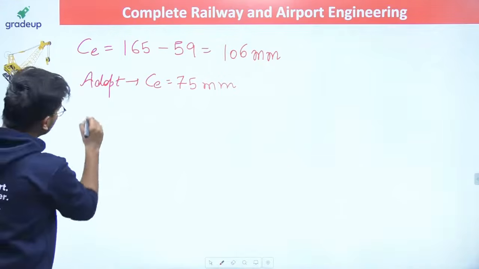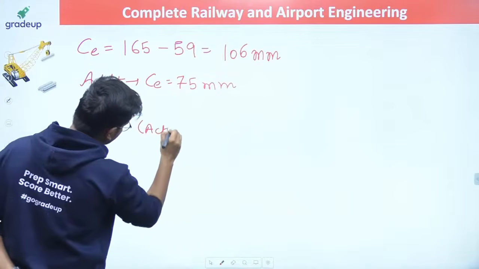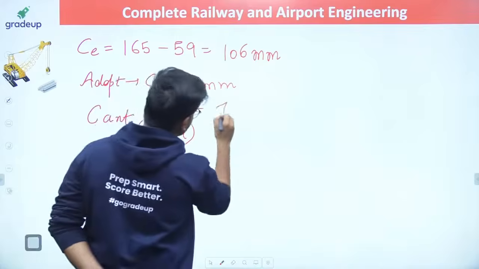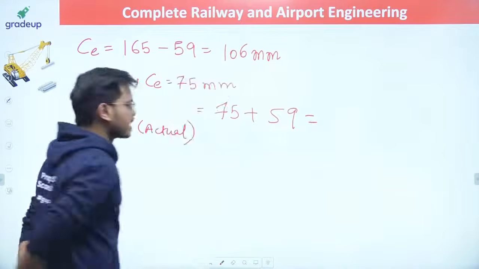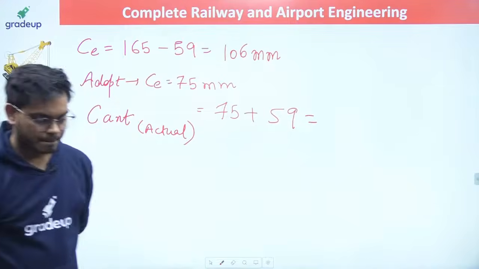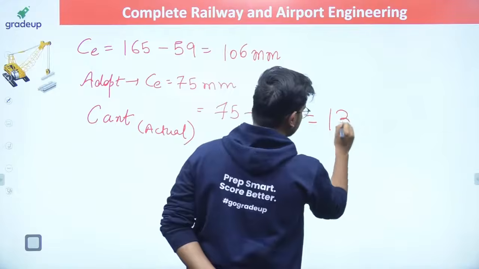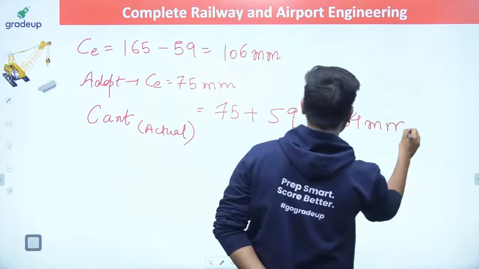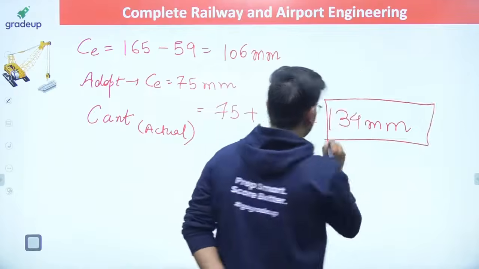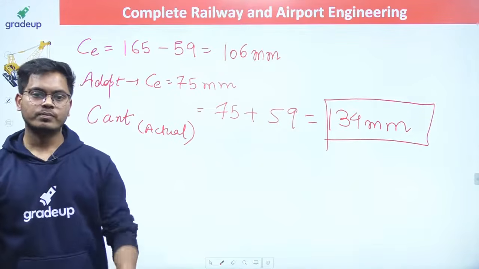So actually the value of your actual CANT will be how much? It will be 75 plus 59. And how much is that value? 134. Very good, Abhay. This is the correct answer. 134 mm is the answer. Correct. Full power. Brilliant.